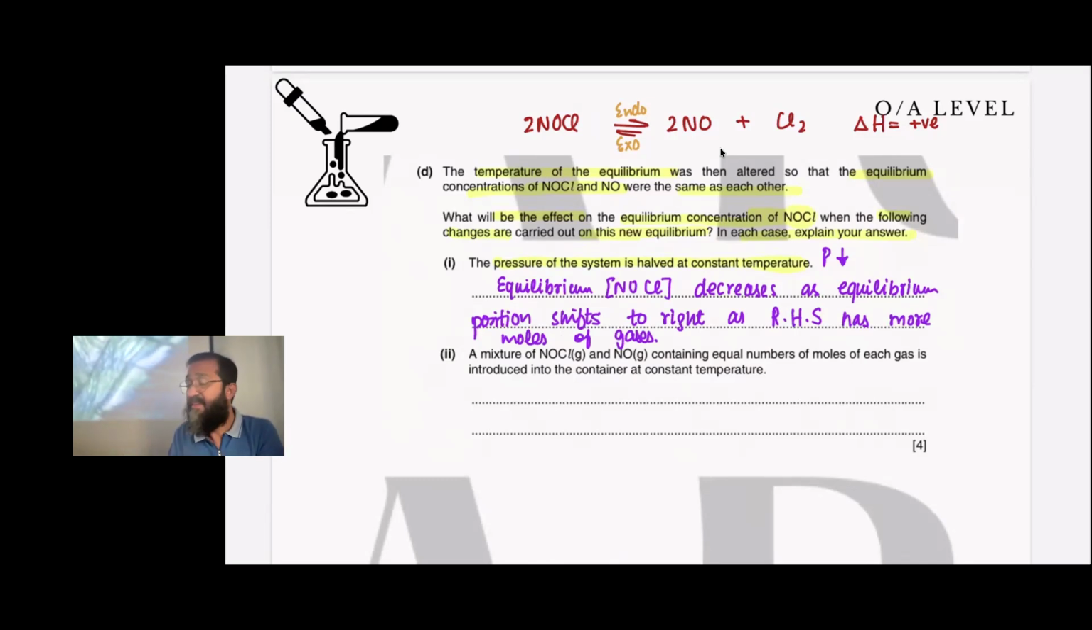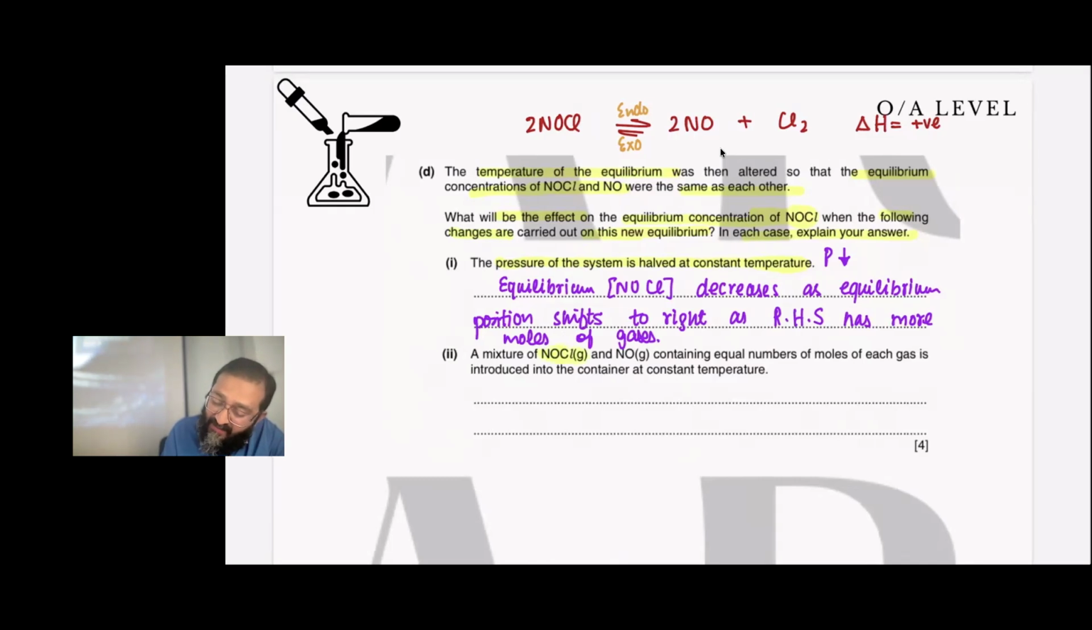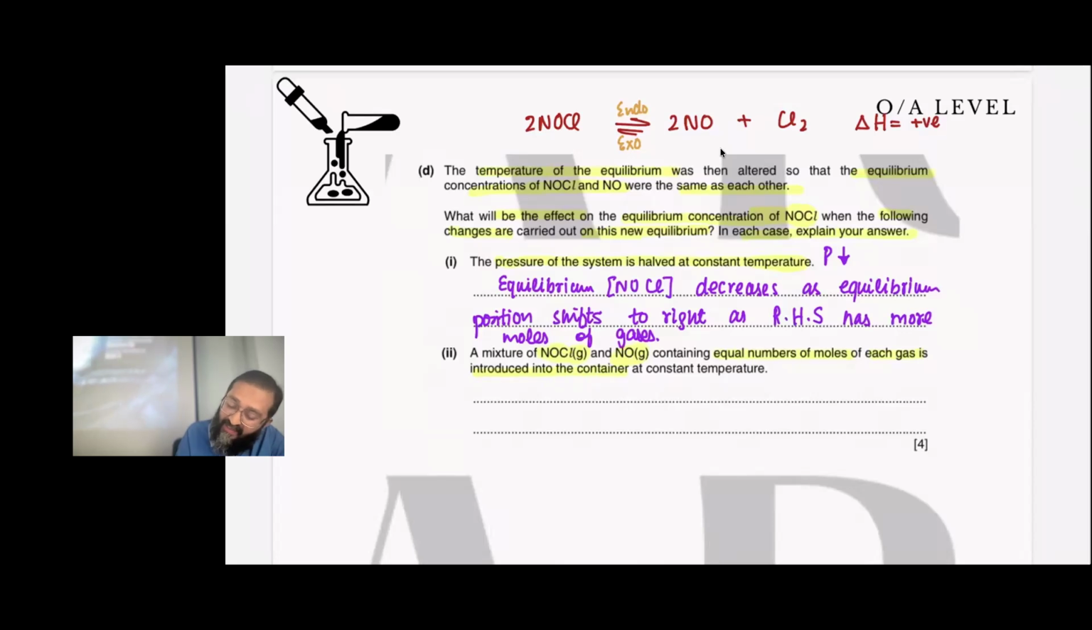And till then, Ahmed and Mariam, think for part 2, that the mixture of NOCl gas and NO gas containing equal number of moles of each gas is introduced into a container at constant temperature. Just think, don't answer me. We will discuss it.